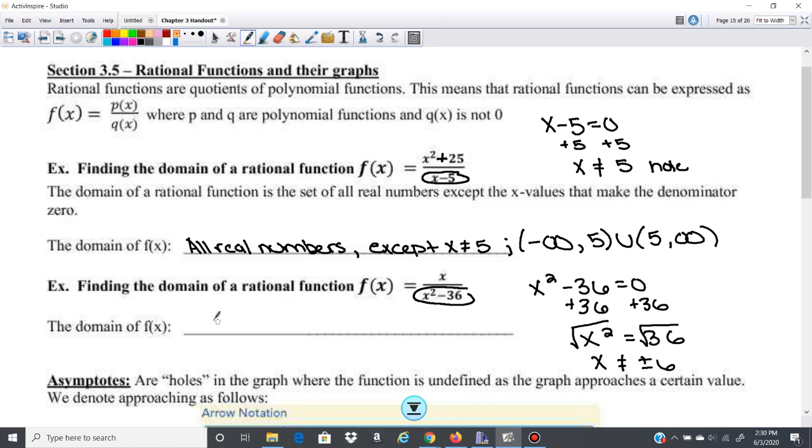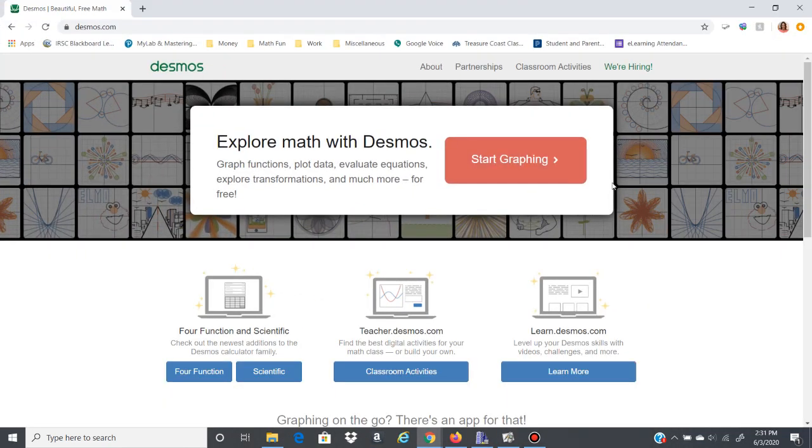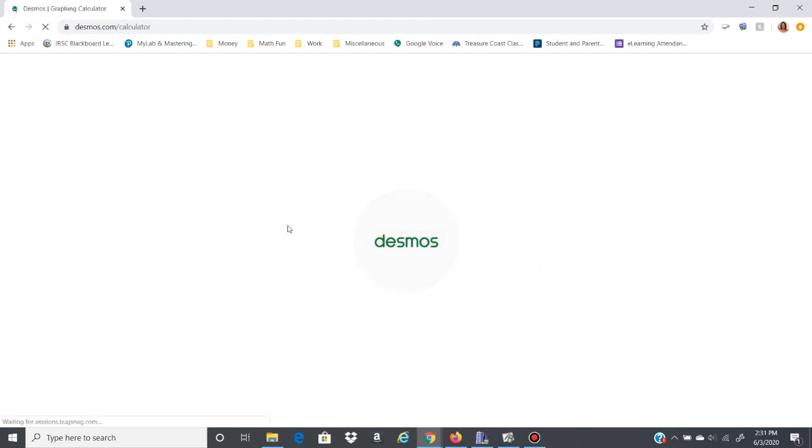So the domain is going to go from negative infinity, and we're going to actually get to negative 6 first. Then we're going to go from negative 6 to positive 6, and then from positive 6 to infinity. And let's actually take a look at those graphs. So I'm just going to pull up Desmos real quick and bring that over, so we can look at these graphs.